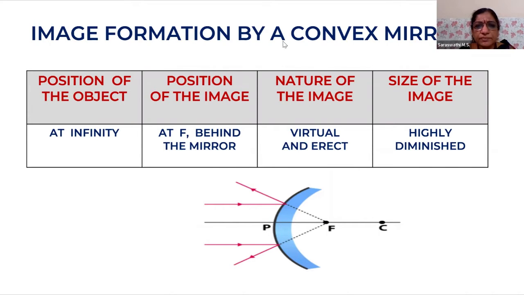Then this is image formation by a convex mirror. The object is at infinity. The rays appear to diverge from a point. So the image formed here will be a highly diminished image, which is virtual and erect. Where do we come across this situation? Where do we see such a kind of image formation?